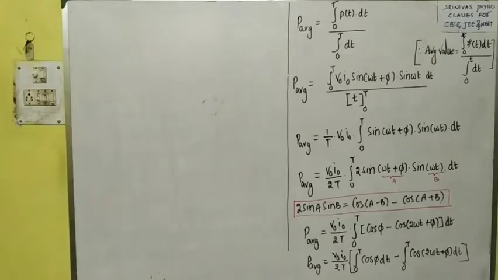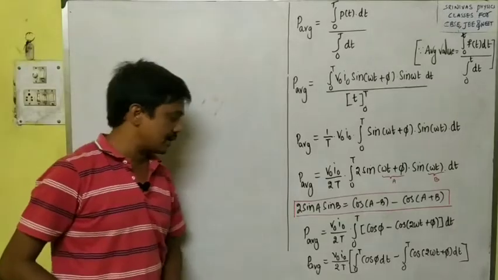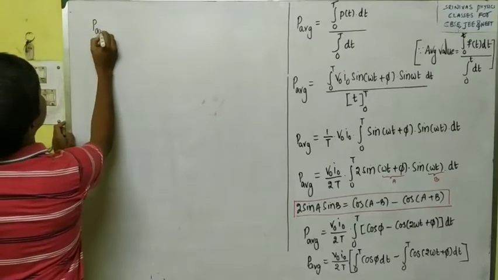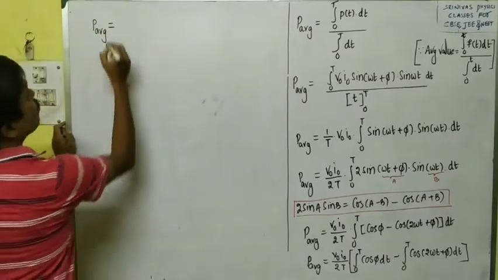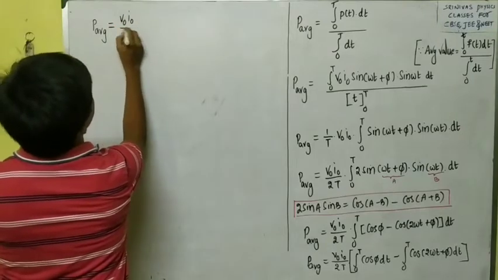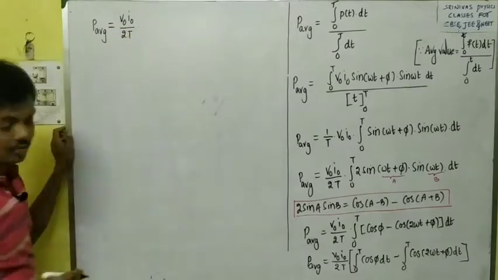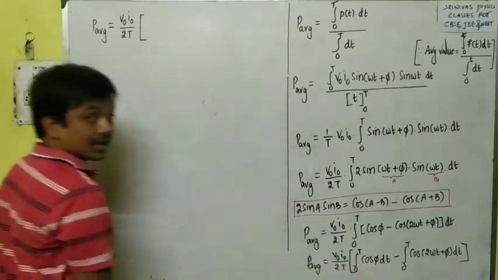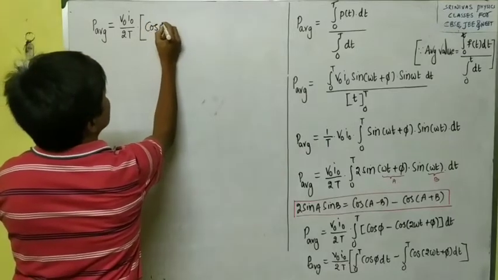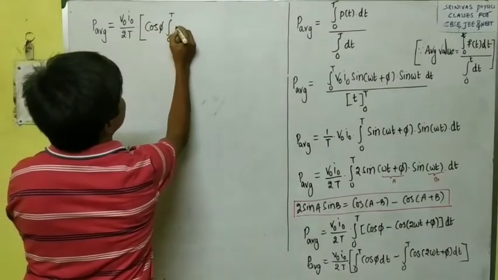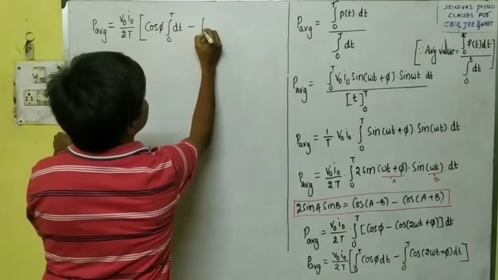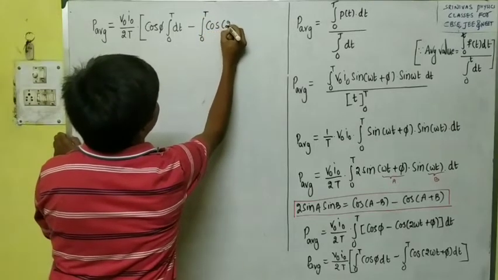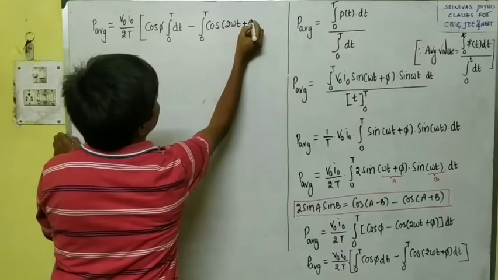Okay, let us see here. This is the equation. I am going to simplify it here. Then for the purpose, P average is equal to, we will get like this, v naught I naught by 2T into, what's remaining here, integration cos phi dt. Cos phi is a constant, we write outside. Cos phi integration 0 to T dt we have to write, minus 0 to T cos 2 omega t plus phi dt, right?